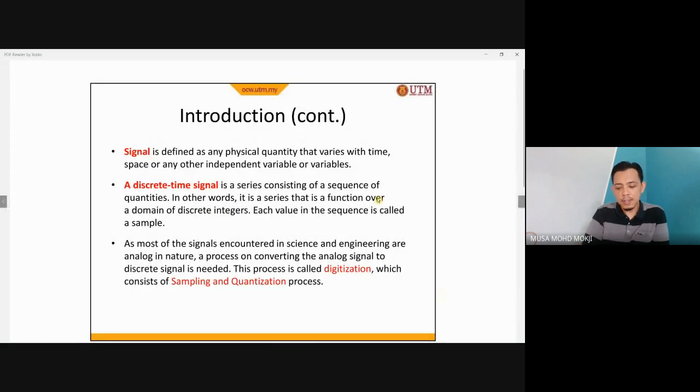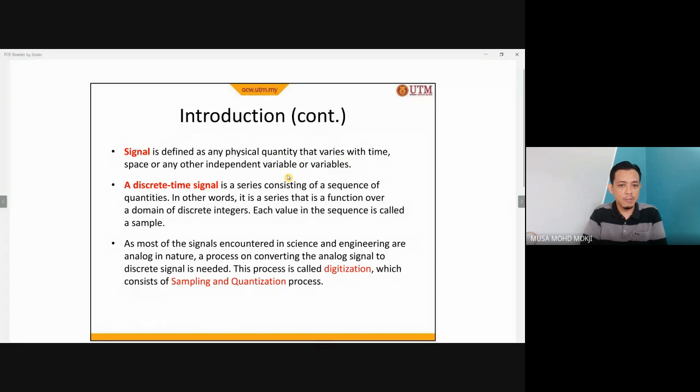So this is just some introduction. What is a signal? I'm sure you have seen a definition of signals many times before, but let's read this. A signal is defined as any physical quantity that varies with time, or space, or any other independent variable or variables. In this course, most of the time you're going to deal with time. You're not going to deal with space or any other independent variables.